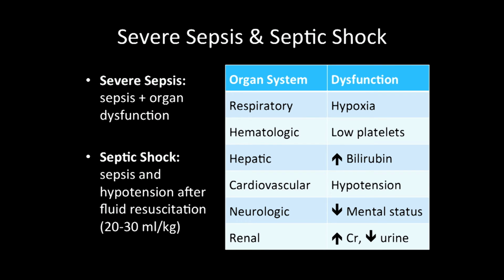But in a patient where they have sepsis, their blood pressure is low, we give them significant fluid resuscitation, generally from 20 to 30 mLs per kilo bolus, and their blood pressure remains low or goes back down after that. Those patients we'd classify as septic shock.